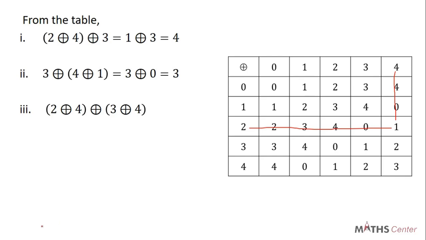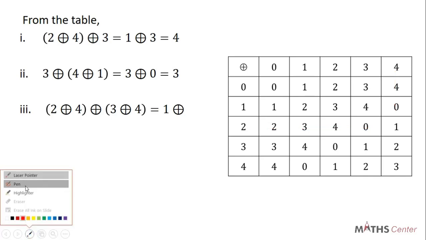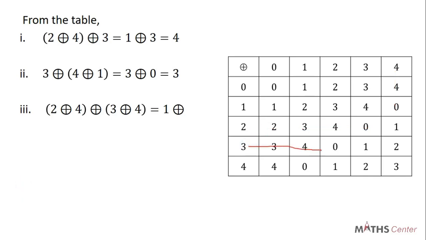We can see that from the table, 2 plus 4 will give us 1. So you have 1 plus, then we will find what is in the second bracket. The second bracket is 3 plus 4. So you will find 3 plus 4. And from the table, 3 plus 4 will give us 2. So you have 1 plus 2 because 2 plus 4 is 1 and 3 plus 4 is 2.